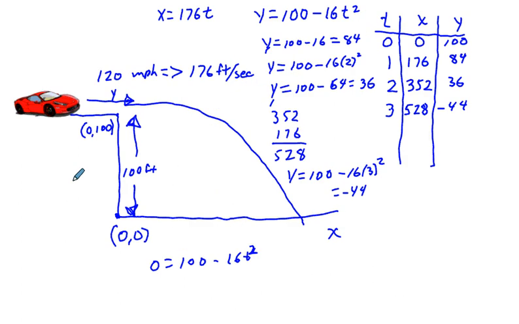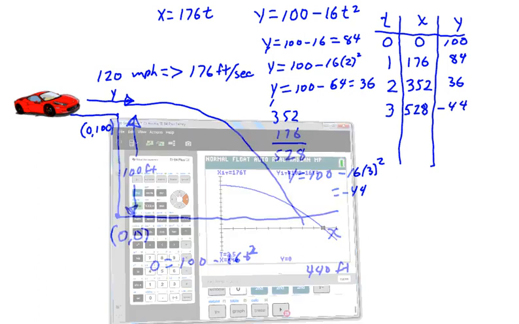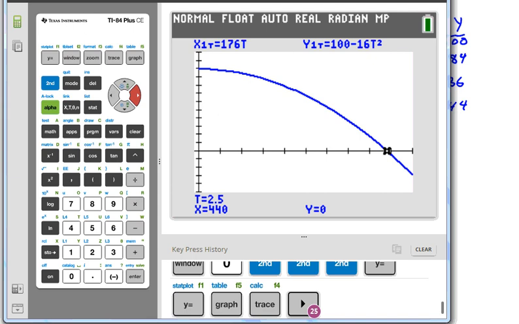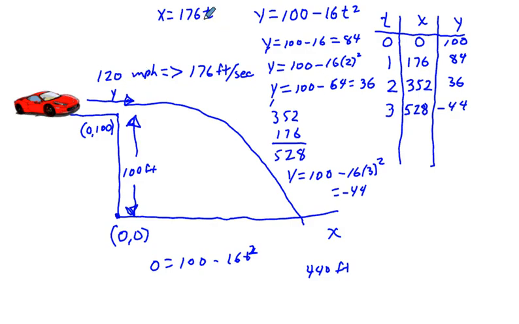So how far out? 440 feet. And we could have solved this equation, like I told you earlier, for the t value, but then we'd have to plug that back into x. That gives 2.5 seconds, so if we plug 2.5 into this equation, x equals 176 times 2.5, we would get 440 feet.